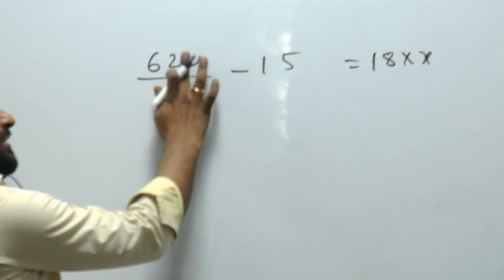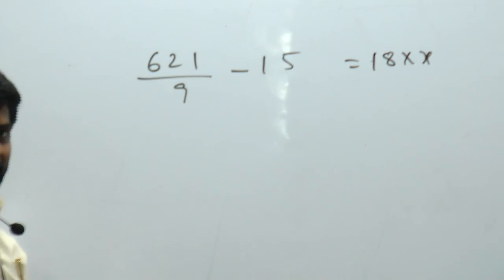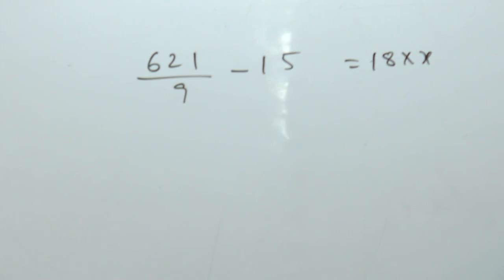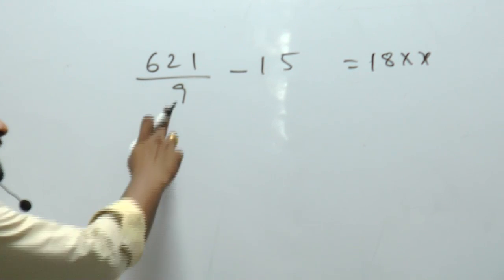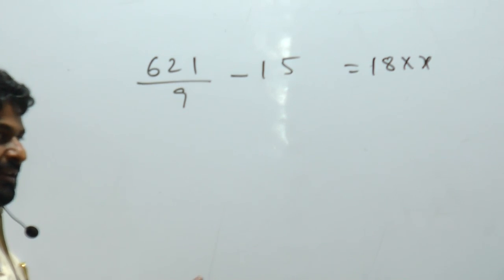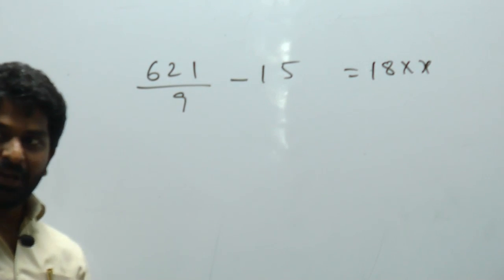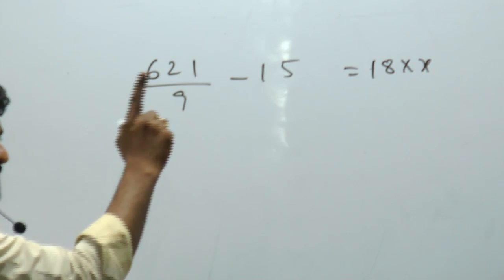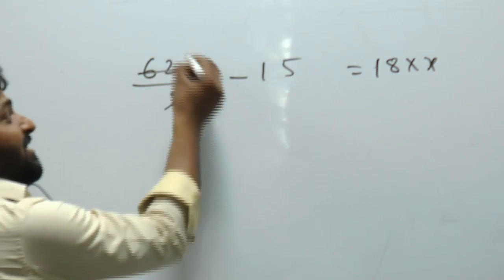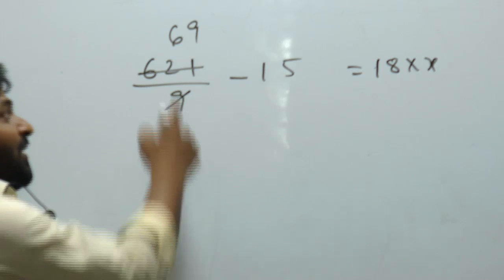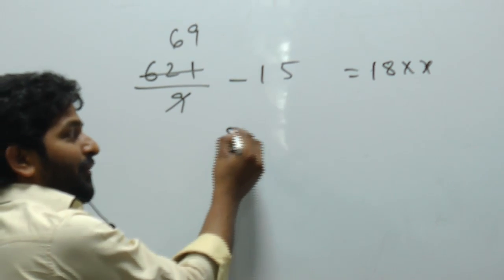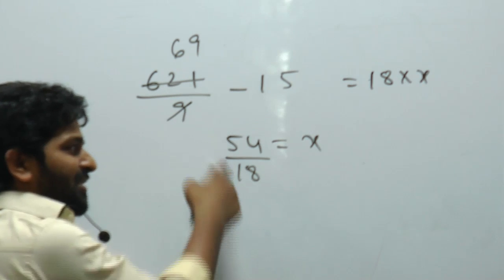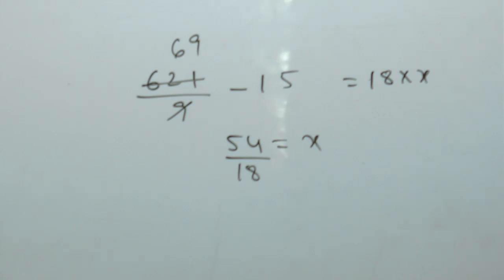If it is 621 for time being, 7 nines 63. 9 7 times is 63. 9 70 times becomes 630, but it is 9 less than that. In the sense 1 time less than 70 times, which is 69 times. 69 minus 15, 54. By 18 is equal to x. How much is this? X is equal to 3.